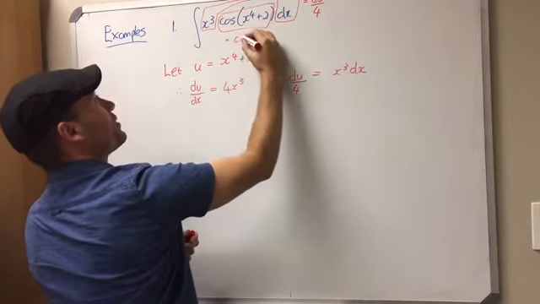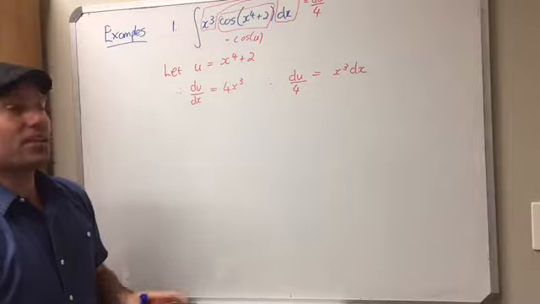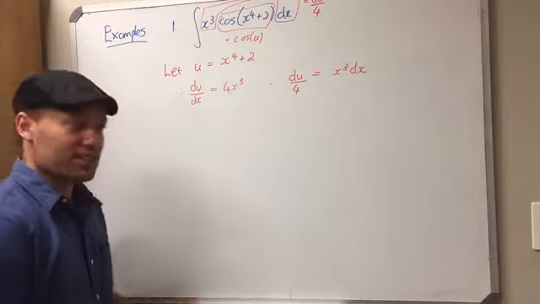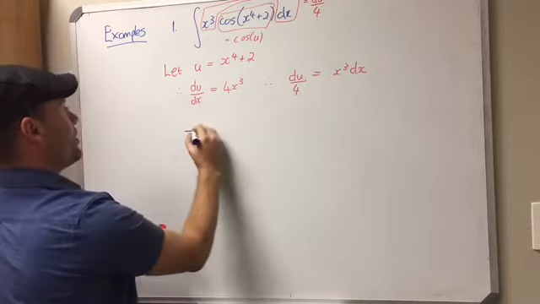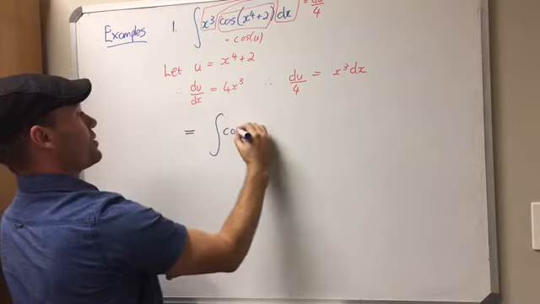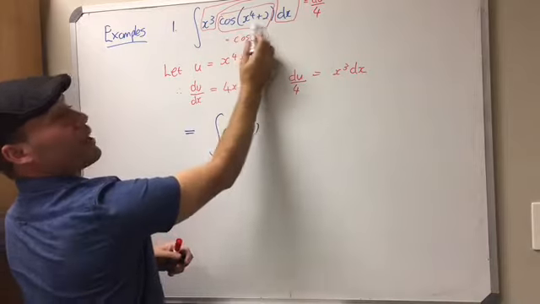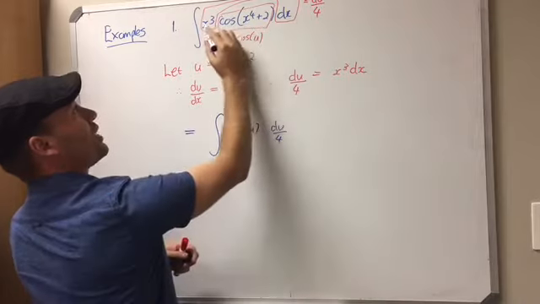can be replaced with cos of u, because u is x to the 4 plus 2. So now we can rewrite the entire integral, which is the integrand and the dx part, in terms of u. It would just be cos u, that would be this part here, and then I've got a du over 4, which caters for the x cubed dx.